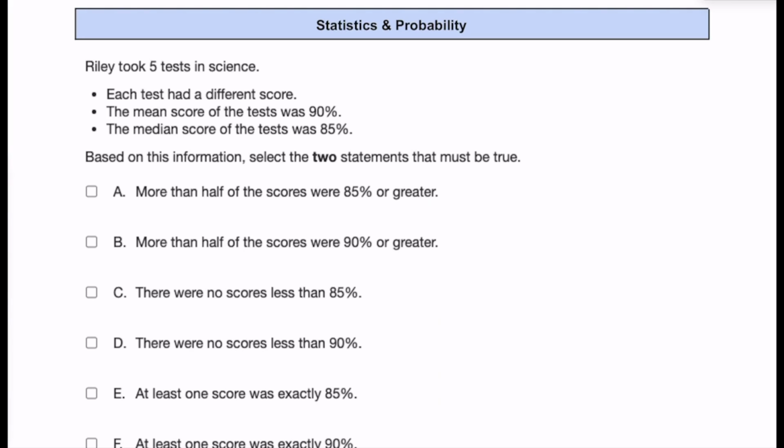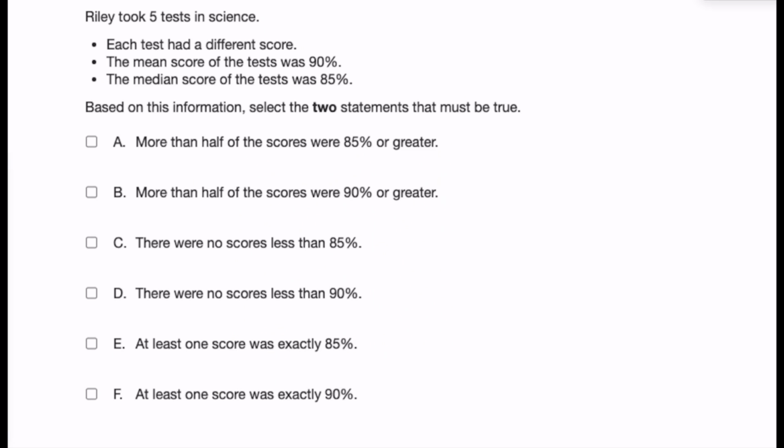Let's take a look at a practice problem dealing with statistics and probability for 6th grade. So it looks like Riley takes 5 tests in science class, and each of these test scores is going to be different. First, we're told that each of these tests is going to be a different score, so they're all going to be unique.